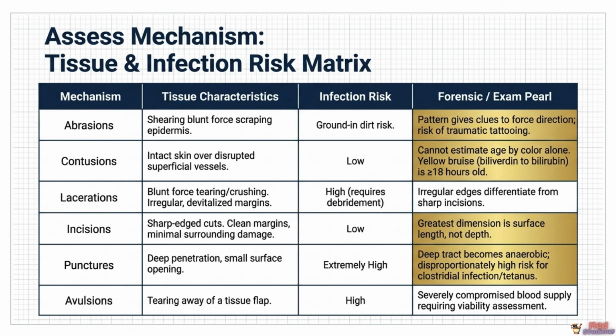Puncture wounds have a deceptively small surface entry with deep tract penetration, carrying an extremely high infection risk. The deep tract becomes anaerobic rapidly, creating ideal conditions for clostridial infection and tetanus. Avulsions involve tearing away a tissue flap with severely compromised blood supply, requiring urgent viability assessment.